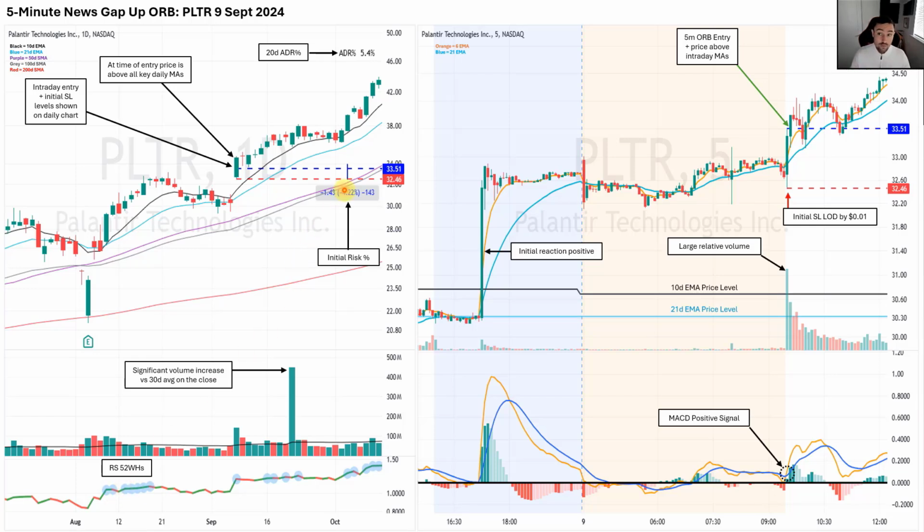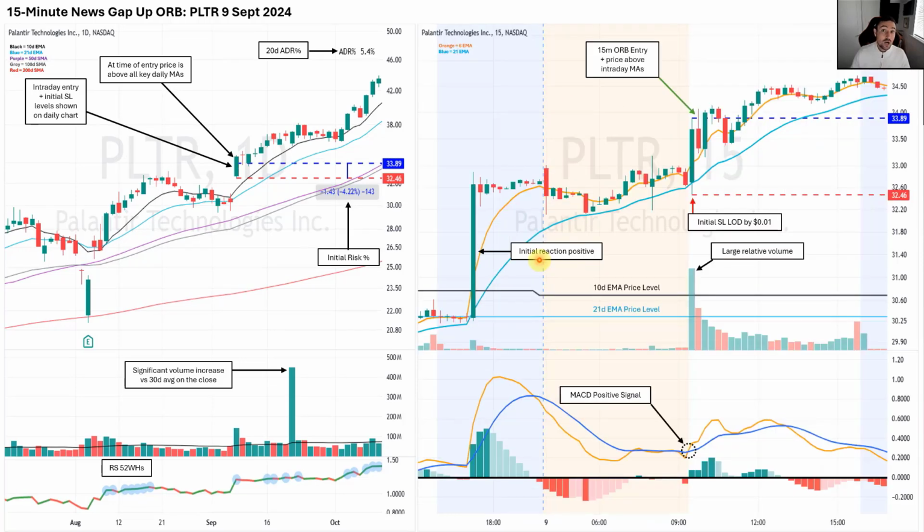In terms of the initial risk with a 5-minute ORB, you're at 4.22% if you assume perfect execution, relative to the 20-day ADR percentage of 5.4%. That is a favorable metric. But what you're starting to see here is supply and demand looks like supply and demand. Again, same setup here, we're just using the 15-minute chart. So this is the news of being included in the S&P 500, instead of the 5-minute, we're now looking at the 15-minute chart.